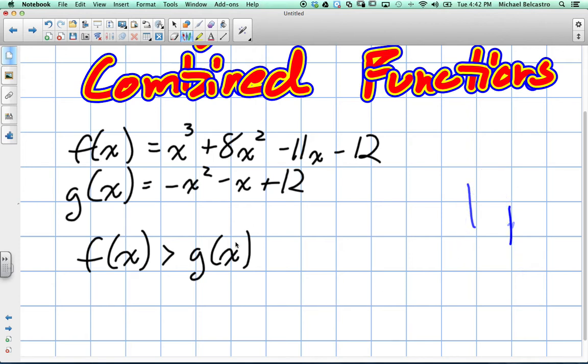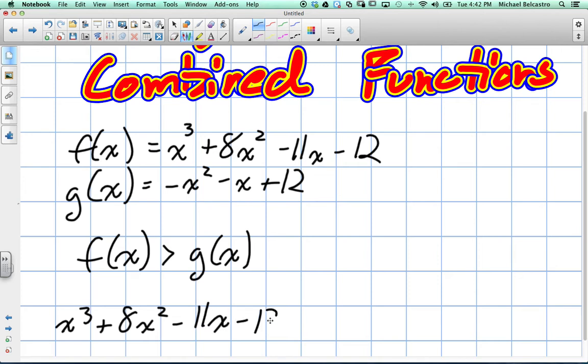But how would we solve this algebraically? Well, we essentially plug in our function for f at x, not g at x, sorry. And what we have for g at x, we'll plug in this function here for it. So we're not quite setting them equal to each other, but setting them into the inequality. So we have x cubed plus 8x squared minus 11x minus 12 is greater than negative x squared minus x plus 12. Okay, so again, this is our f at x is greater than, and this being our g at x, okay?